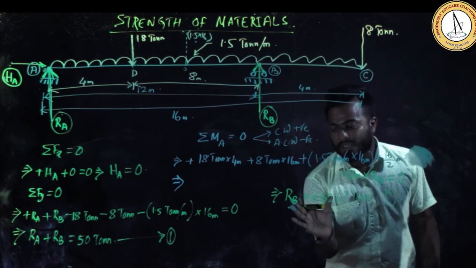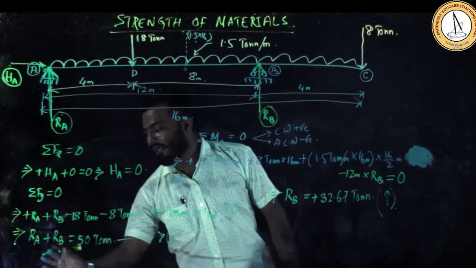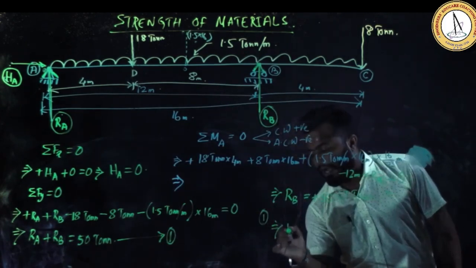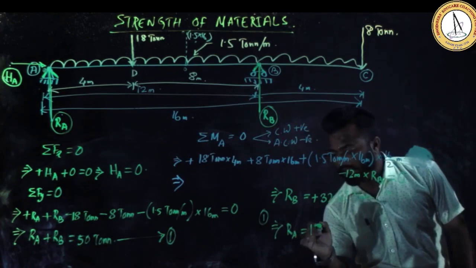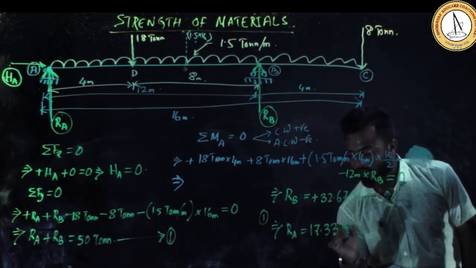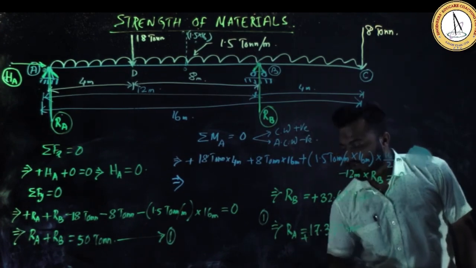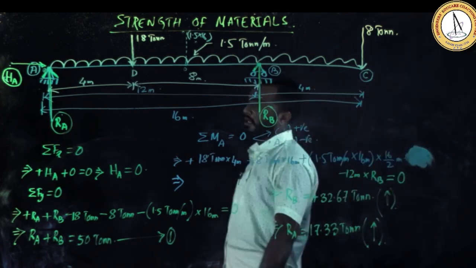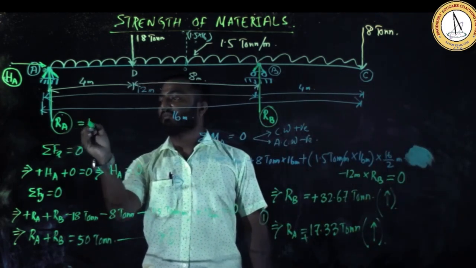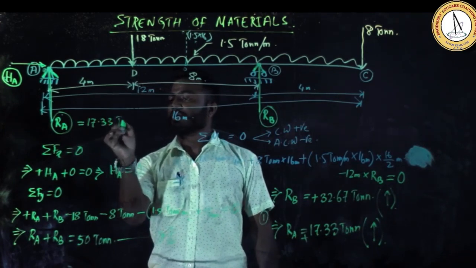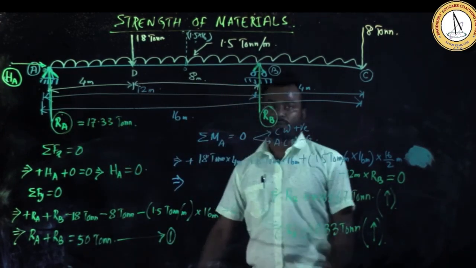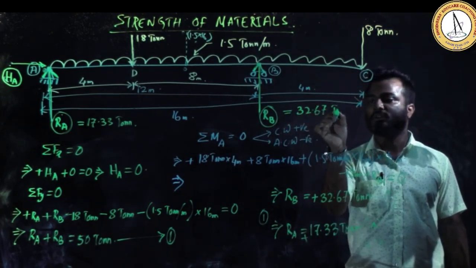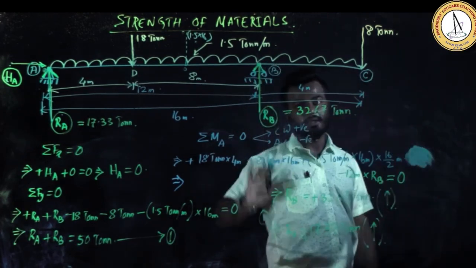Similarly, if you put the value of RB in equation 1, you can solve for RA. So from equation 1, if we solve for RA, you will find that RA is equal to 17.33 ton. This is also positive, so the assumption of RA in the upward direction is also correct. So RA is equal to 17.33 ton in the upward direction. Similarly, RB, which is 32.67 ton, is also in the upward direction, which is also correct.